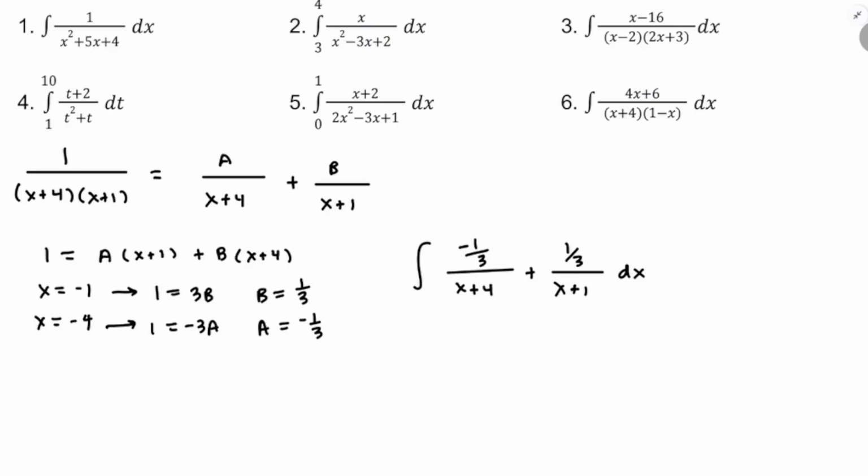Now, if we want, we could factor out the 1/3 to the front, or we could just say this is going to be -1/3 natural log absolute value of x plus 4 plus 1/3 of the natural log of the absolute value of x plus 1 plus C. You can combine those using a log property if you want, but that's not necessary. So I'm going to stop there.